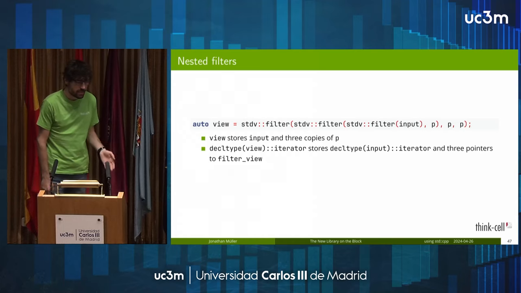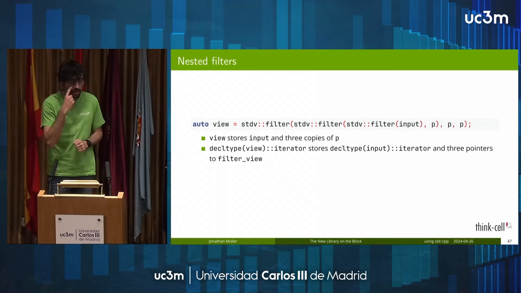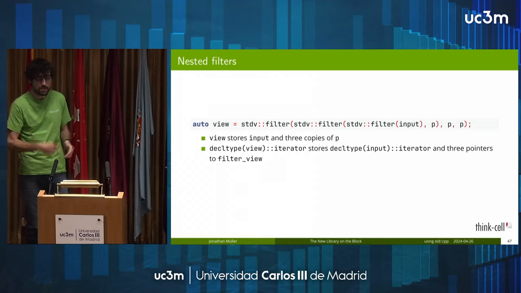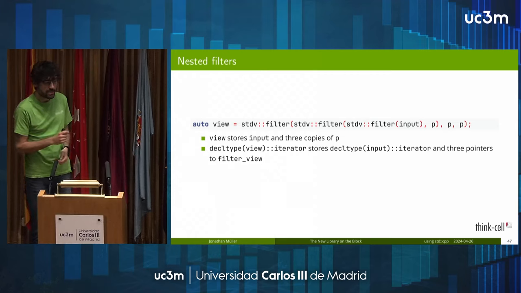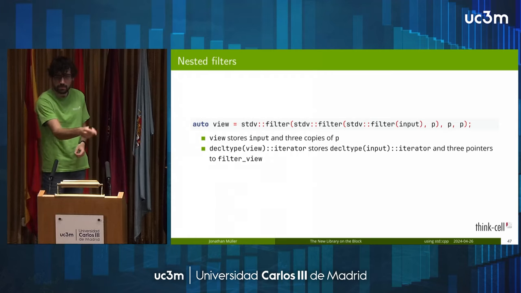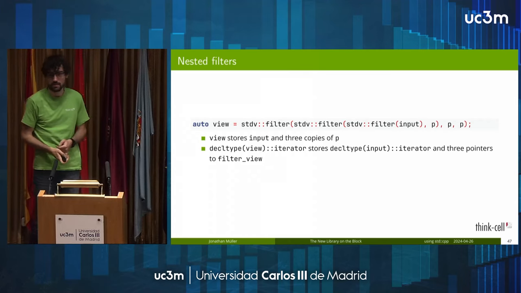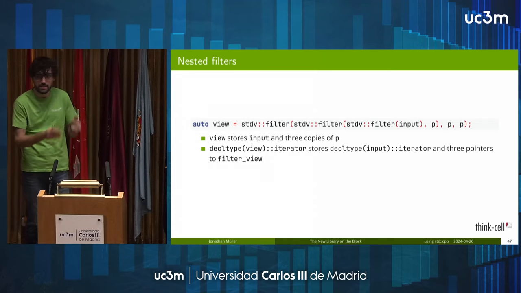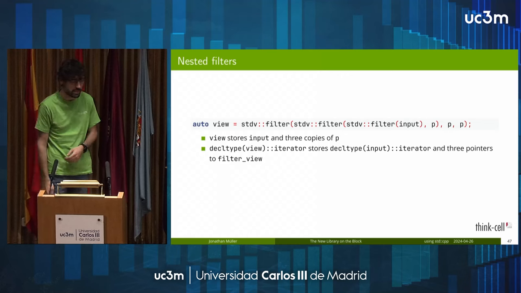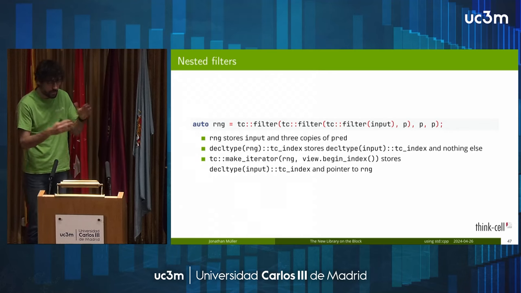So what this means is that when we, for example, have a standard filter of a filter of a filter of an input, the view needs to store the input and then the predicate three times, once for each nesting. And an iterator stores the underlying iterator of the input and then three pointers to filter view, because each copy of the filter has its own pointer to its sub. So we're essentially storing an iterator plus three pointers in every nested iterator. But with indices, we don't need to do that.